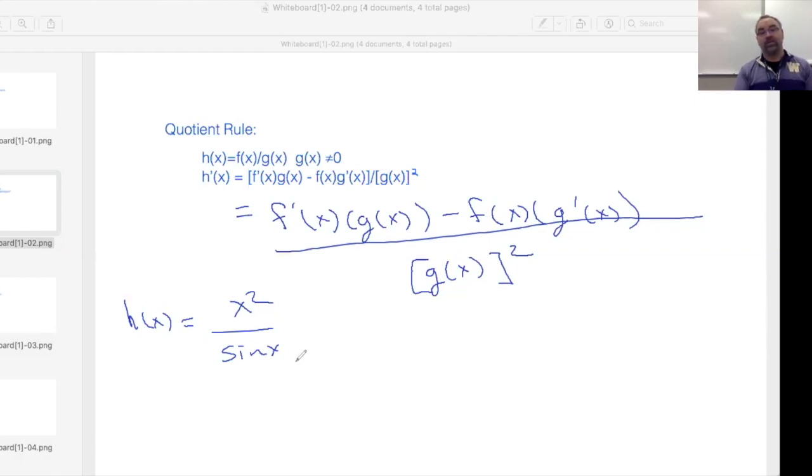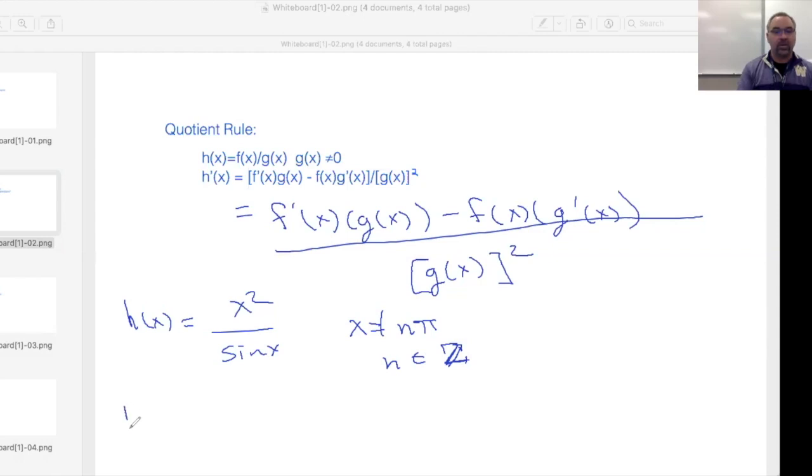Anywhere where sine of x is 0, so any integer multiple of pi, that would be a problem. So x cannot equal n pi, where n is an integer. That's a no-no. But that's okay because that would be in the denominator of the derivative anyway.